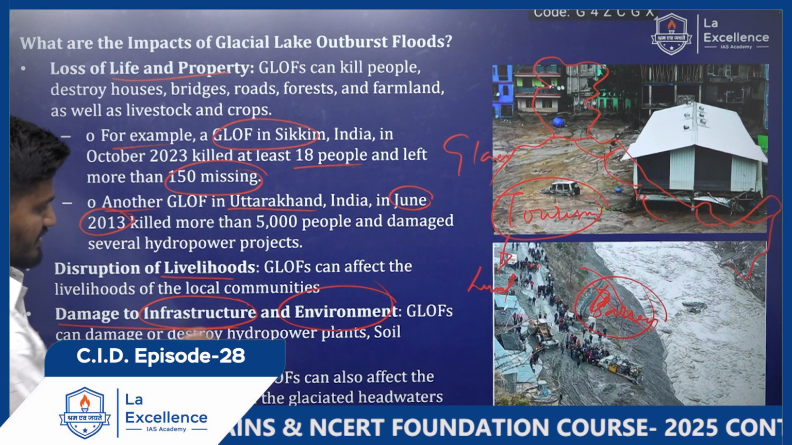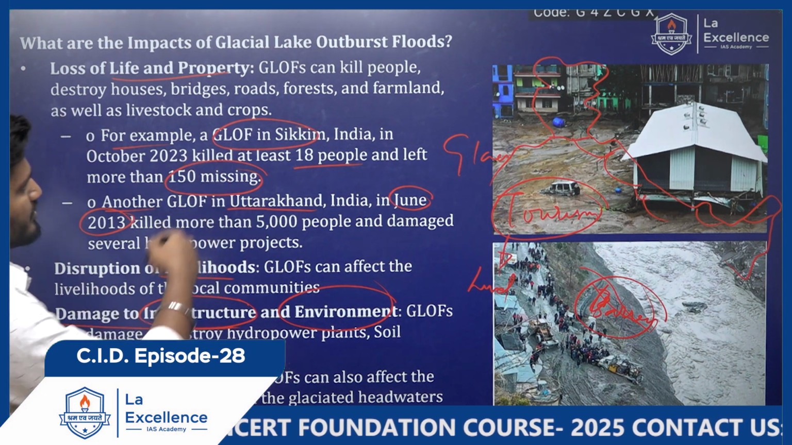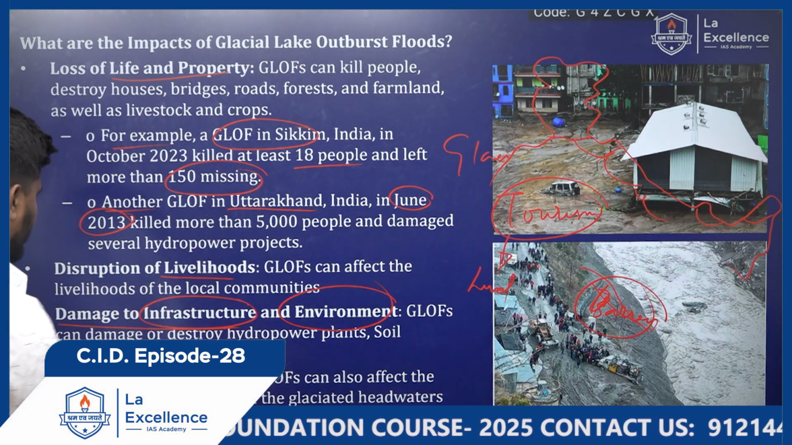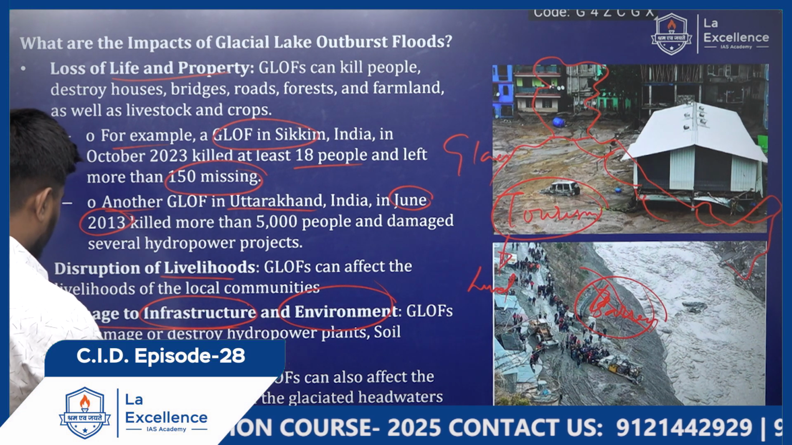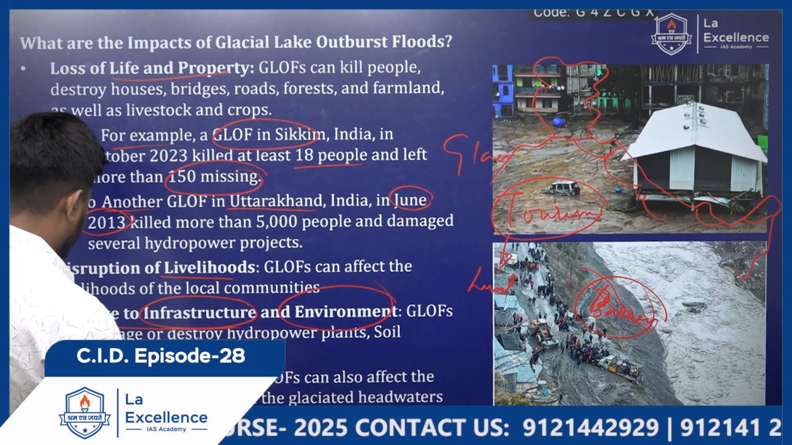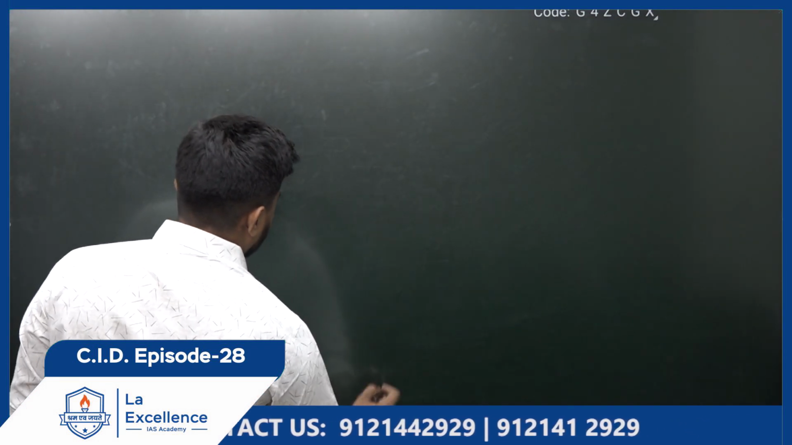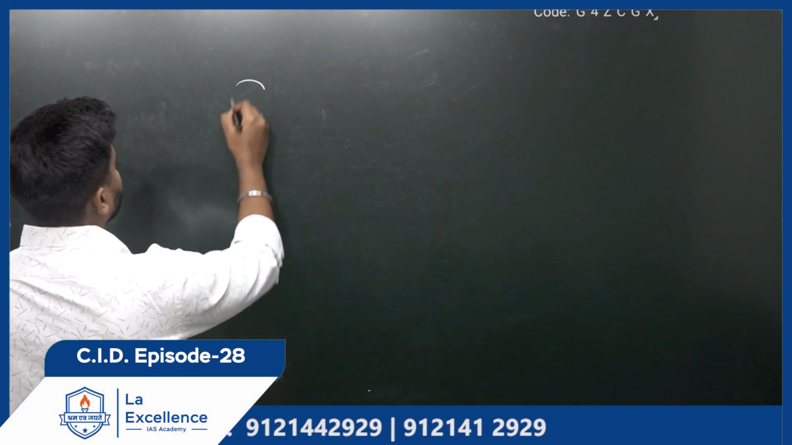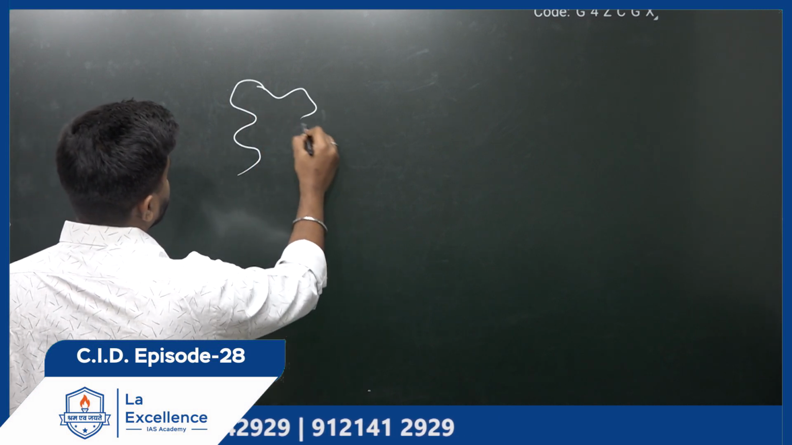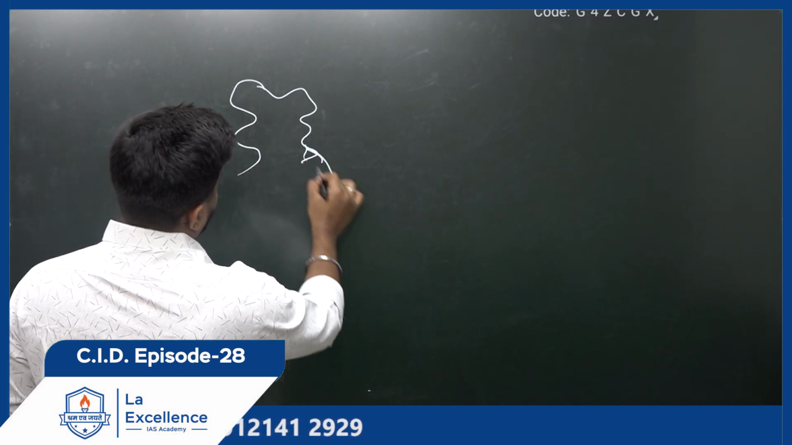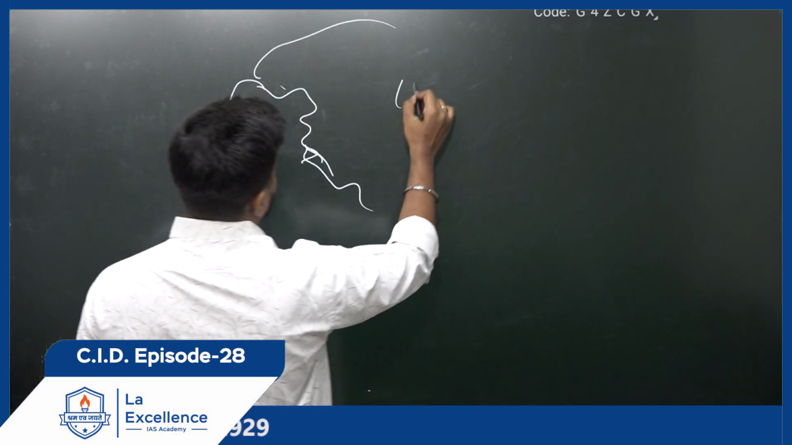This is a different point from the other points which everyone will be writing. What is transboundary impact? I will give an example that will help you understand it better. So this is our India, Jammu and Kashmir, which shares a border with China.